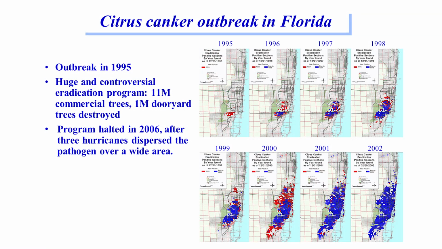There was an outbreak back in the 90s. There have been others in Florida. Starting in 95, this is the region in Miami, and the new regions infected in each year are in red, and you can see the epidemic progressing here. A very expensive eradication program. 11 million commercial trees, 1 million dooryard trees.